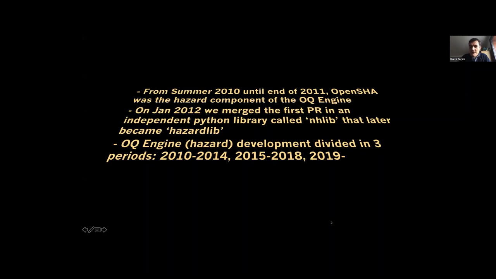The OpenQuake engine, as you know, is developed in Python, while OpenSHA is developed in Java. After a while, it became clear that it was very difficult to maintain software with this combination of two different programming languages. So in 2012, we started the implementation of our own library that initially was called NHLib and then became the hazard library.